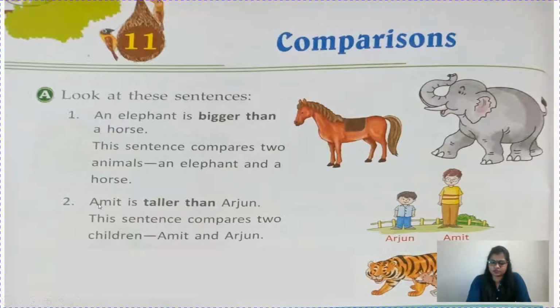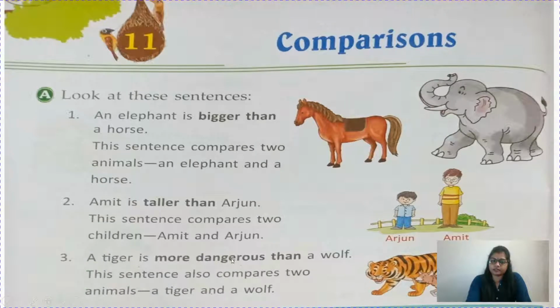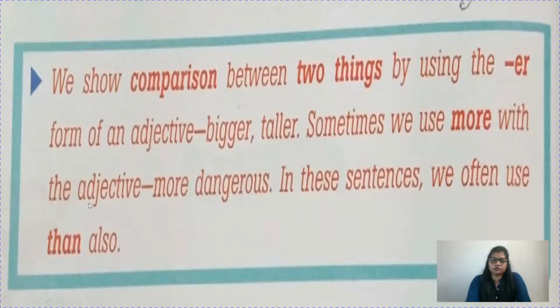You can change the sentence also. A tiger is more dangerous than a wolf. Yes, a wolf is dangerous, no doubt. But when we are comparing 2 animals here, then we will say a tiger is more dangerous than a wolf. And this sentence also compares 2 animals. Now, we show comparison between 2 things by using the ER form of an adjective like bigger, taller, finer. And sometimes we use more with the adjective, like more dangerous. In these sentences we often use than also.